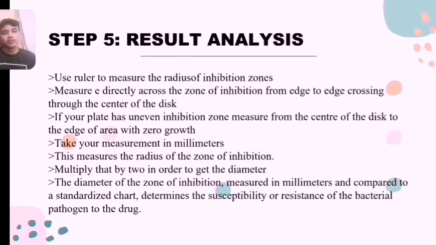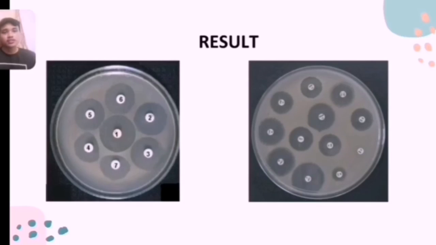So, the diameter of the zone of inhibition is measured in millimeters and compared to a standardized chart to determine the susceptibility or resistance of the bacterial pathogen to the drug. Next slide. This is an example of the result, and you can see some of the inhibition zones in the petri dish.